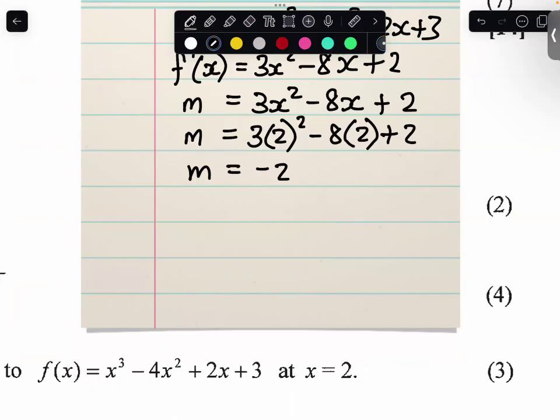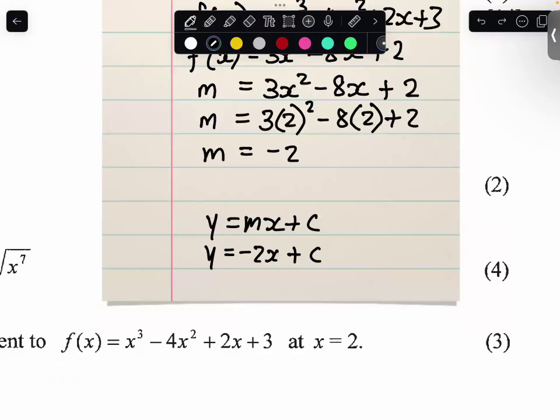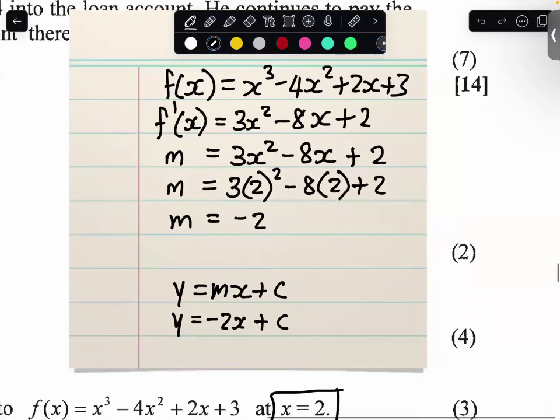So this is the gradient at x is equal to 2. Now, when I'm trying to find the equation y is equal to mx plus c, I know that the gradient is -2. But I now need a set of coordinates to sub in place of x and y in order to solve for c to get the equation of my tangent. All I have is the gradient. So all I have to do is take this x value and sub it back into the original equation, always the original equation, to get the corresponding y, just so that I have a set of coordinates that lies on the graph.